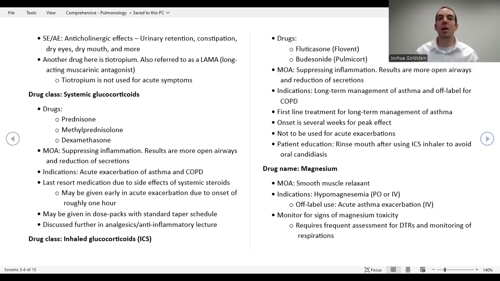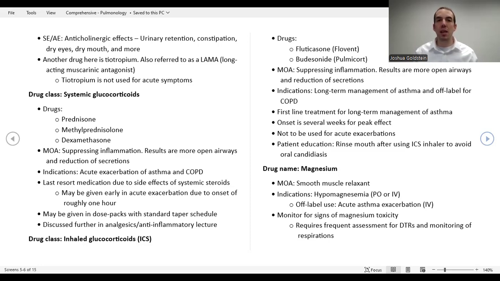So we sort of finished up the acute management. There's going to be one left, which I'll talk about in a minute. But for acute, we have oxygen. That's going to be first line, along with albuterol, also first line. From there, we can add on ipratropium, and we can add on systemic steroids. Now let's talk about chronic management.